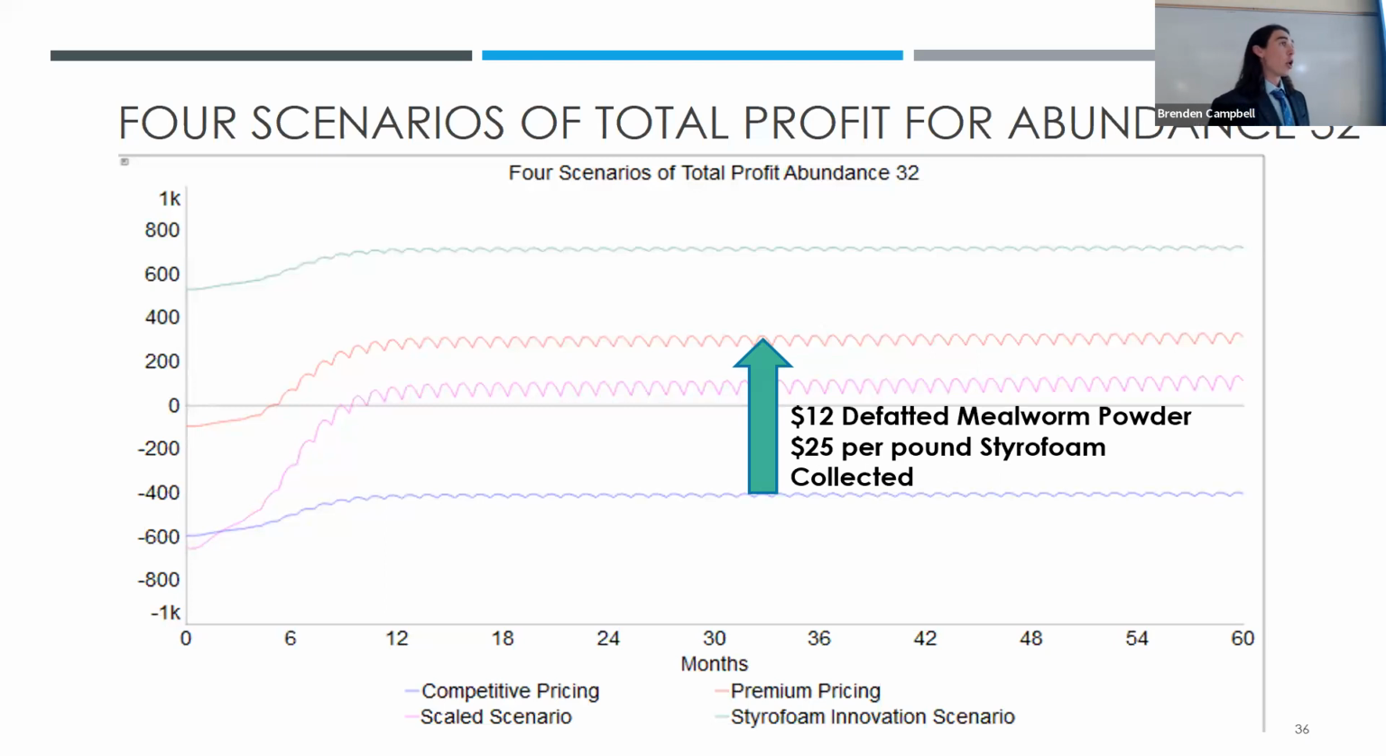And currently, the market price for defatted mealworm powder and cricket powder and other insect powders is around that $12 mark, which isn't competitive to whey or pea or soy protein, but that is what it's being currently sold for on the market. So this is a potentially realistic scenario that could be implemented to raise profits of the mealworm farm.